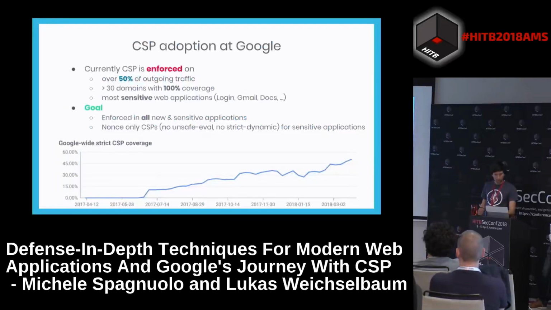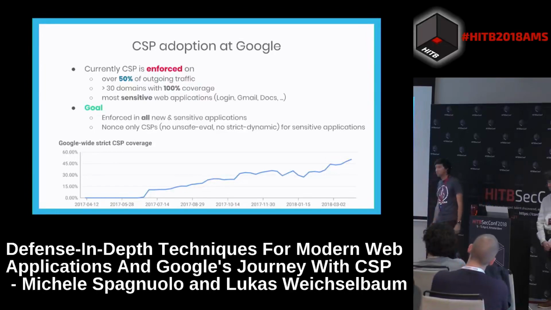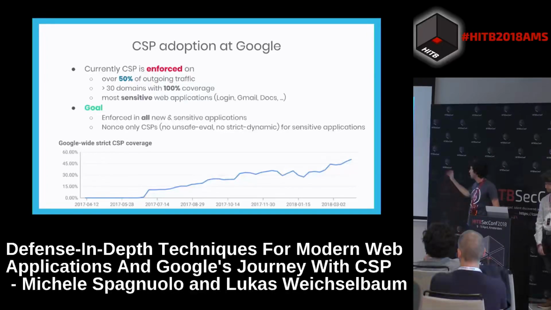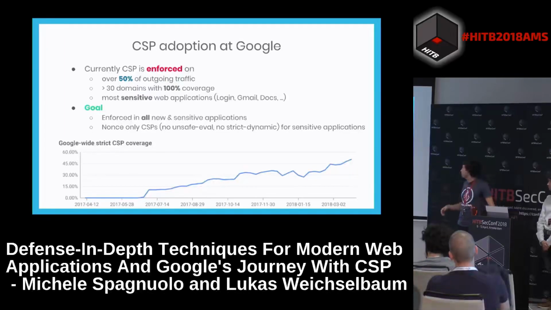So two slides about CSP at Google. I already mentioned that during the last 12 to 18 months, we were able to ramp up CSP coverage to over 50% of all the outgoing Google text/HTML traffic. And we focused on sensitive stuff like account login, Gmail, Docs and Drive. We're not there yet, right? There's still a long way to go. But the goal would be to enforce it on all new launches, and especially in all the sensitive applications.